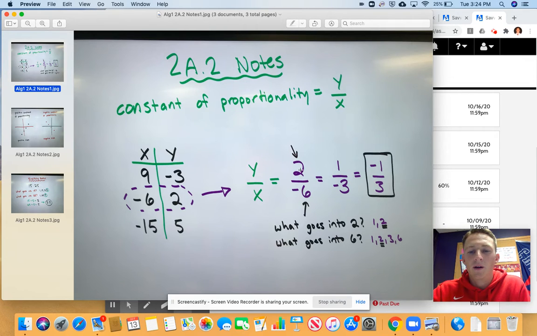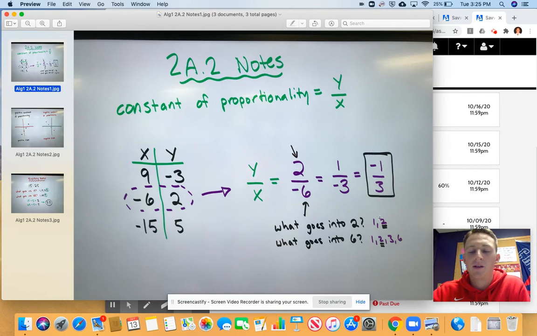Well, what goes into 2? 1 and 2 go into 2. What goes into 6 or -6? 1, 2, 3, and 6 all factor into -6. And what we mean by that is for the 2, we could take 1 times 2 or 2 times 1 equals 2. For the 6, we have 1 times 6, 6 times 1, 2 times 3, 3 times 2. Those are just factors of numbers.